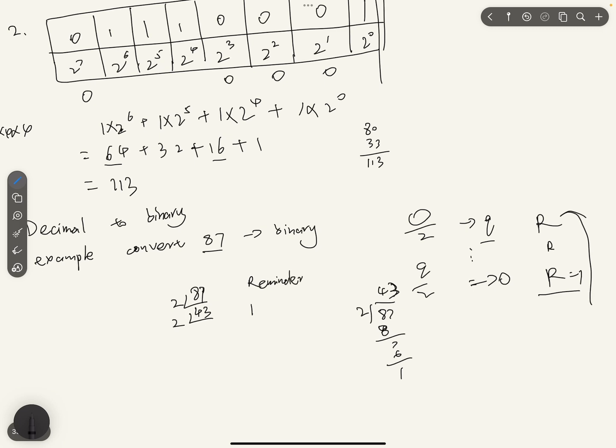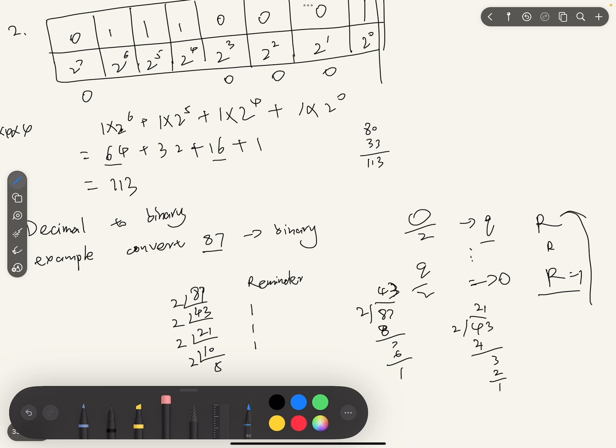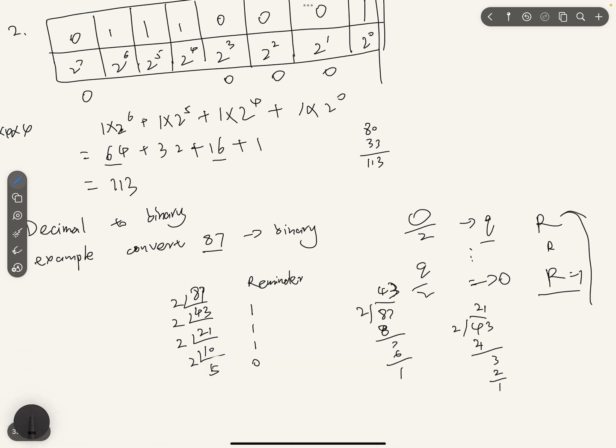And we use 43 divided by 2 again. That will give us 21, the remainder is 1, and divided by 2 again, we will get 10, remainder 1, divided by 2, 5. Sorry, that would be 5. Remainder 0, and divided by 2 again, that will be 2, remainder 1, divided by 2, 1, remainder 0, and divided by 2, it will be 0, and remainder 1.